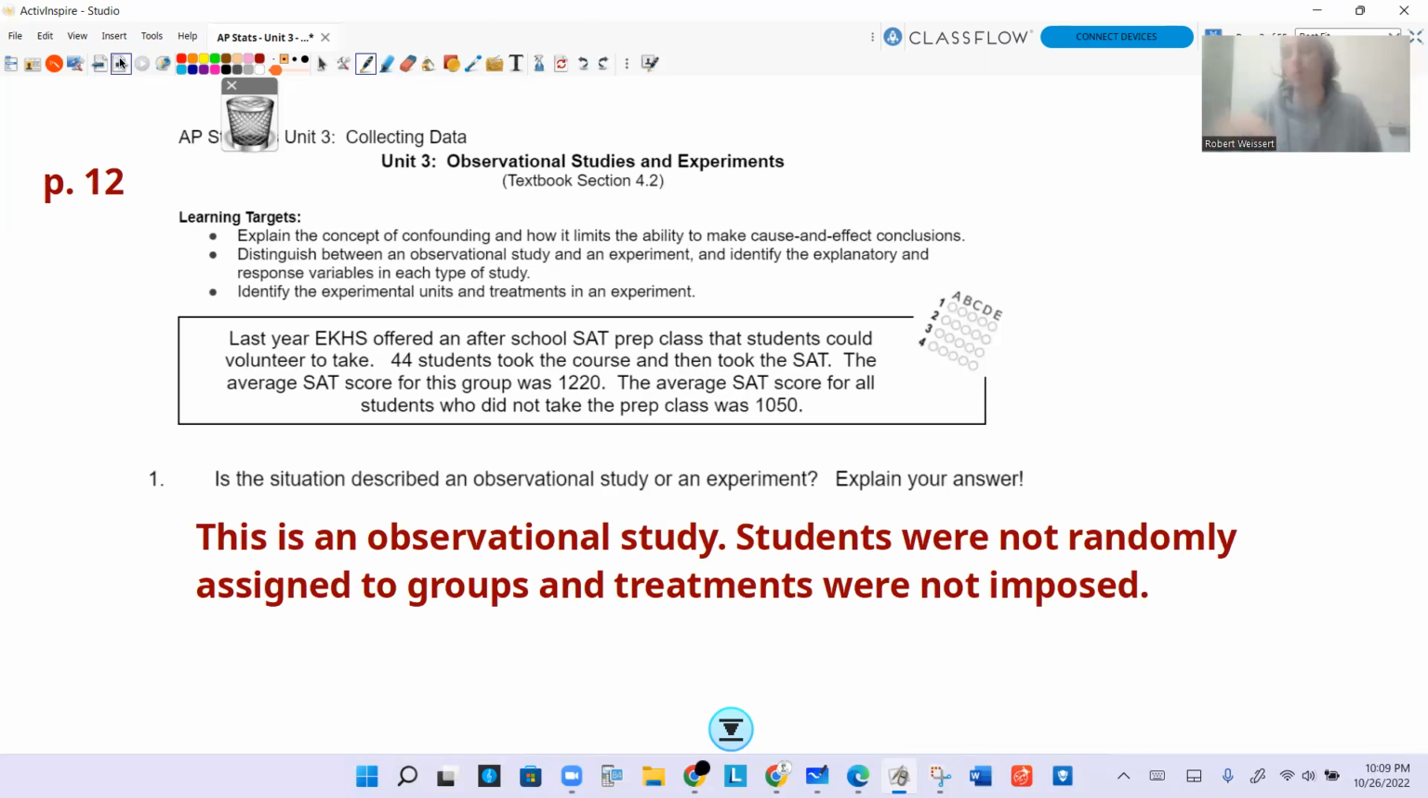It's not an experiment. It's an observational study. Students weren't randomly assigned to groups. Treatments weren't imposed. We just got the data from them, and we measured the SAT score from those who did take the class and those who didn't, without saying, all right, you go here, you go here. There's no random assignment. It's just, those who took it, let's look at their scores. Those who did not, let's look at their scores or other factors.